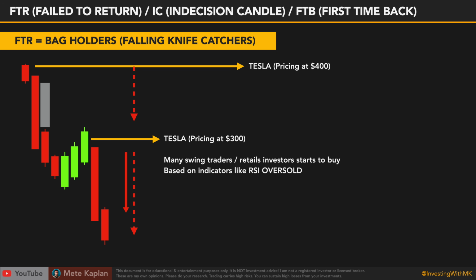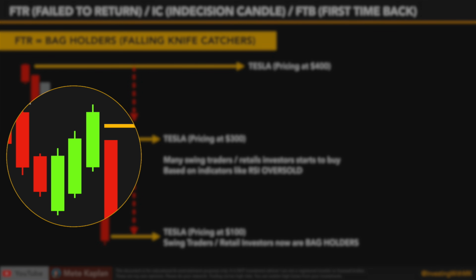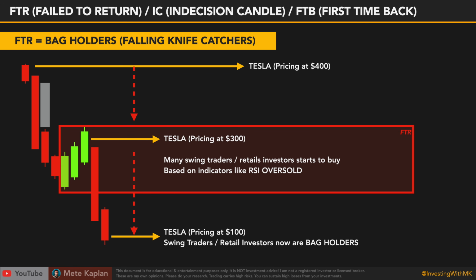What we focus on is if the stock falls again sharply. As you can see, it falls. Now, every investor and swing trader without stop-loss, inside these 3 green candlesticks are now back holders, holding an asset that keeps falling. Now I want you to imagine this.